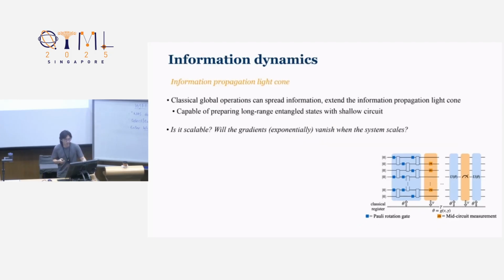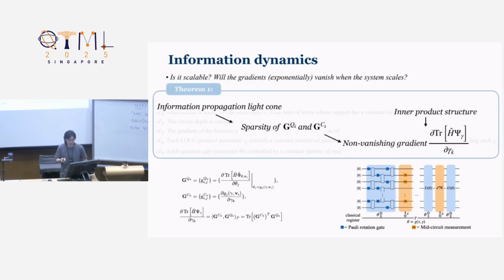We also want to talk about scalability. The essential part of this protocol is doing some classical global operation or communication throughout the whole system, so it can spread information faster. But the problem is, you are doing this powerful thing, but is it scalable? Will the gradients vanish because of these operations? We can answer this question with the following theorem. By putting some, I think, reasonable constraints on these structures, we can make sure the gradient will not vanish.